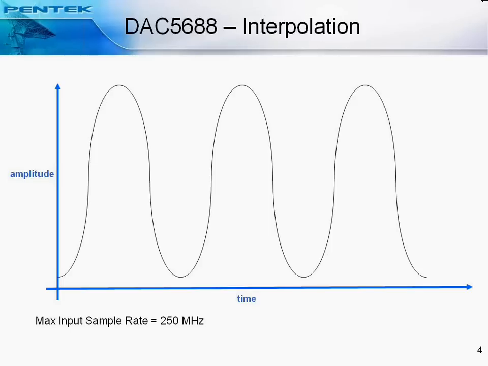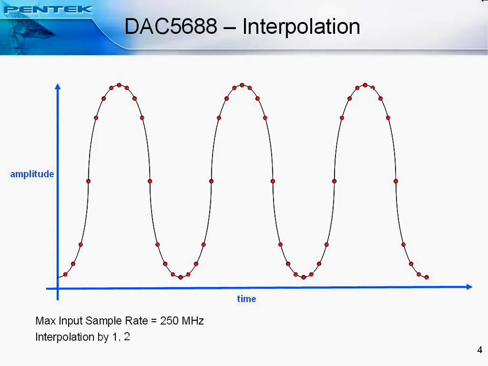One of the features of the DAC5688 is it's an interpolating D to A converter. So while it has a maximum input sample rate of 250 megahertz, it can interpolate by a factor of 1 or 2 or even 4 or 8, getting you to the maximum 800 megahertz output sample rate.